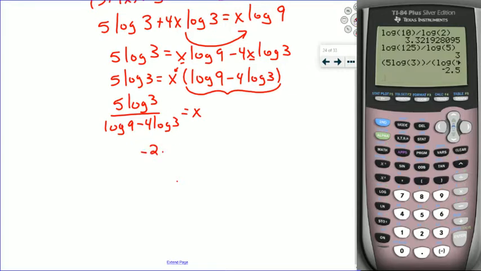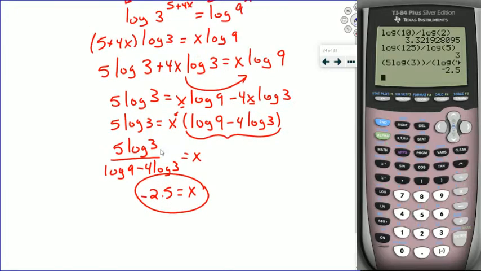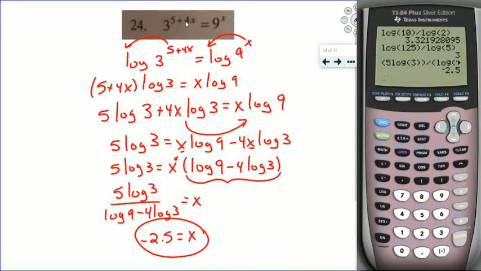Negative 2.5 equals x. And that is our solution. So again, we want to check and make sure. I'll leave this as an exercise for you, but check and make sure that that thing works by plugging it back in up top. Okay, negative 2.5 equals x. Make sure that you plug that back in to make sure that it is a true statement.